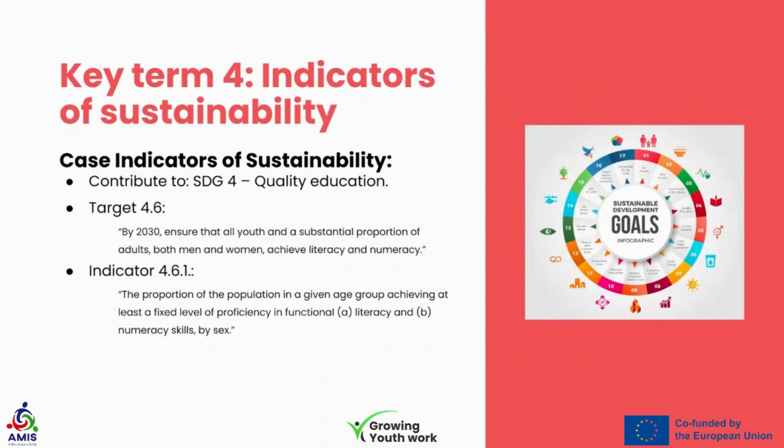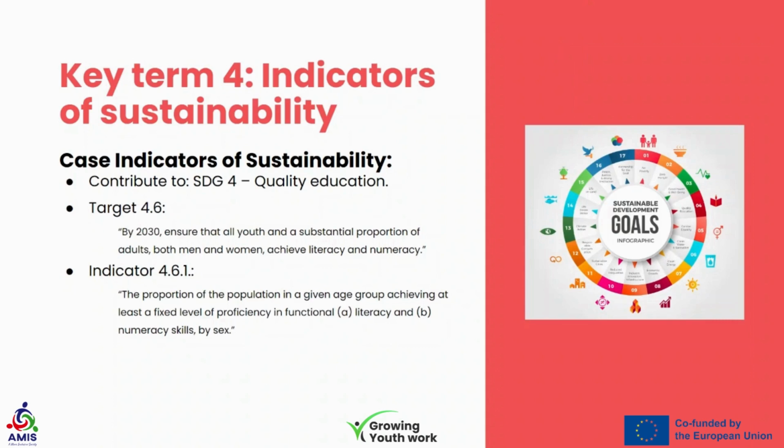If we apply indicators of sustainability to our case, we can see that increasing literacy in children would directly contribute to the UN SDG 4, which is quality education. More specifically, the project would contribute to the following target under SDG 4, target 4.6. This reads, by 2030, ensure that all youth and a substantial proportion of adults, both men and women, achieve literacy and numeracy.